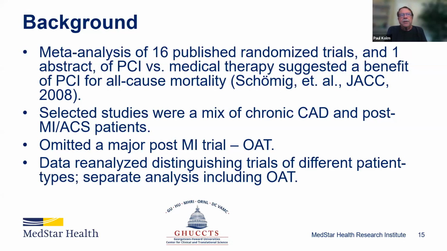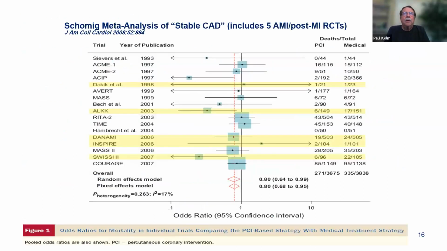Not only that, there was a major trial available at the time, the occluded artery trial, that was not included in the meta-analysis. So what we did was to reanalyze the data, distinguishing between trials of different patient types, and then we also did an analysis where we included OAT in the analysis. And so this is the published forest plot of the publications in the original meta-analysis article.